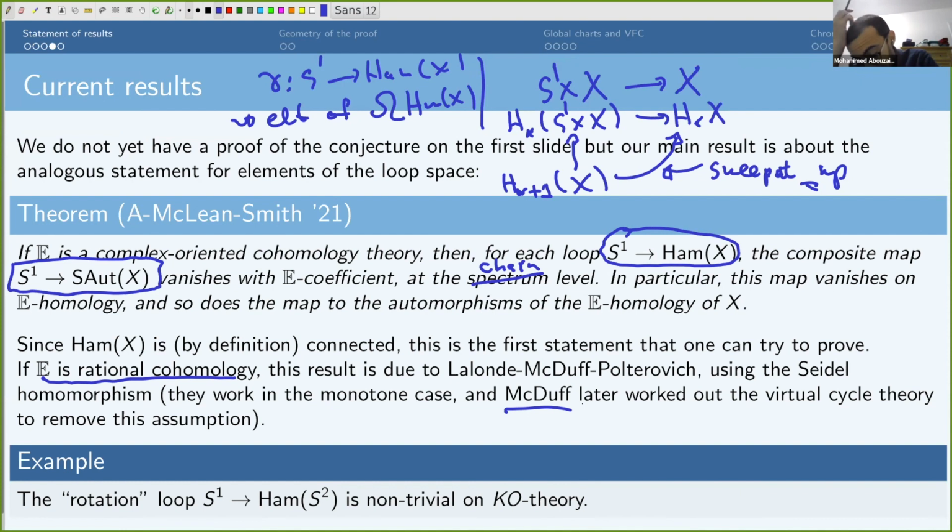And it's very easy to come up with a counterexample, which is that if you just take the obvious rotation of S2, okay, there's a circle that acts on S2 by rotations. That map is clearly trivial in ordinary homology. That's easy to see. The map vanishes for degree reasons.